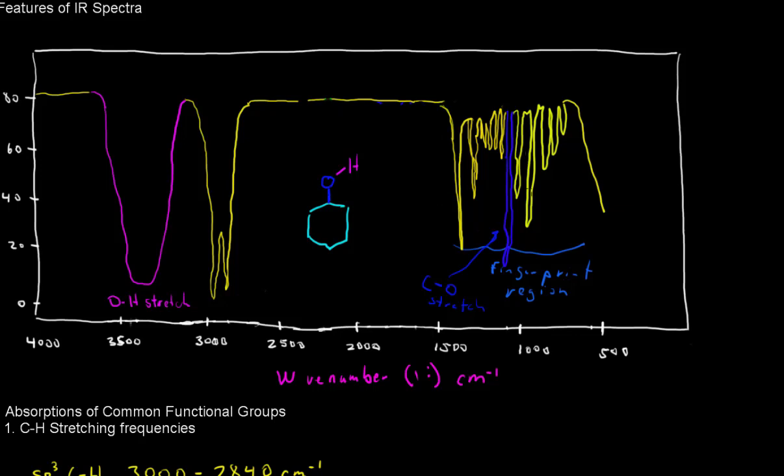That appears in the fingerprint region, and that's right around 1100. And that's fairly strong. That can move around a little bit. So that's the C-O stretching frequency, the carbon-oxygen single bond.